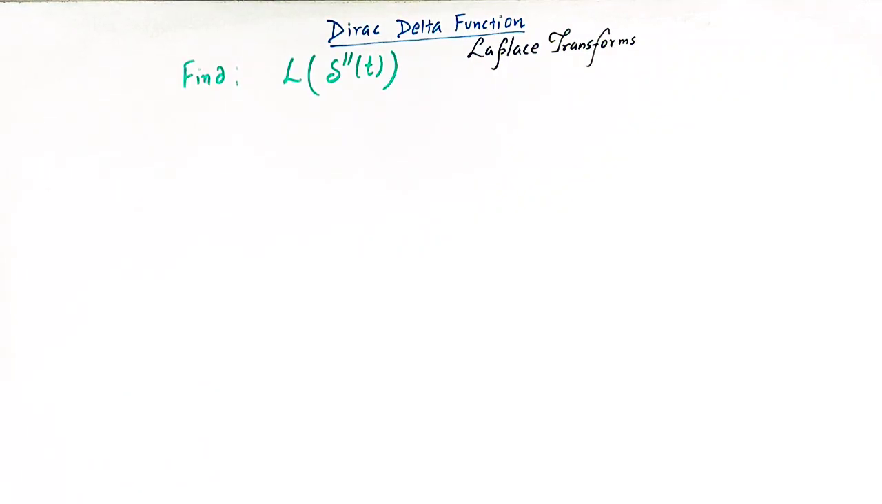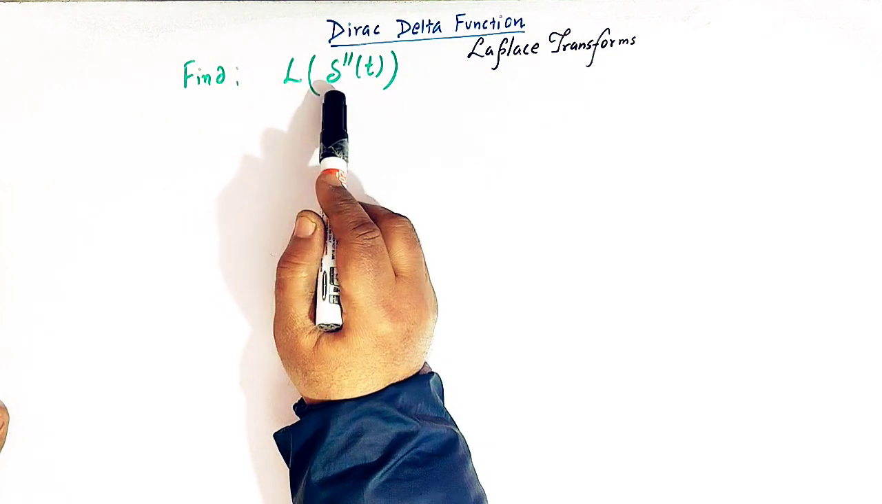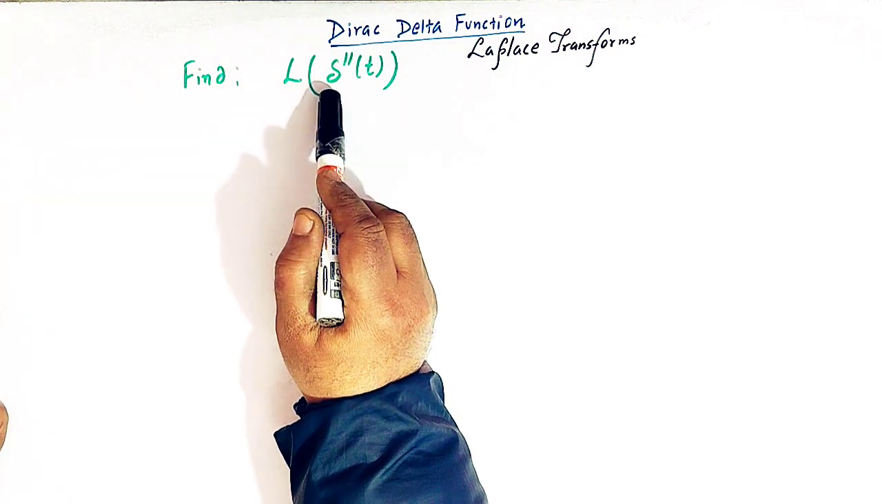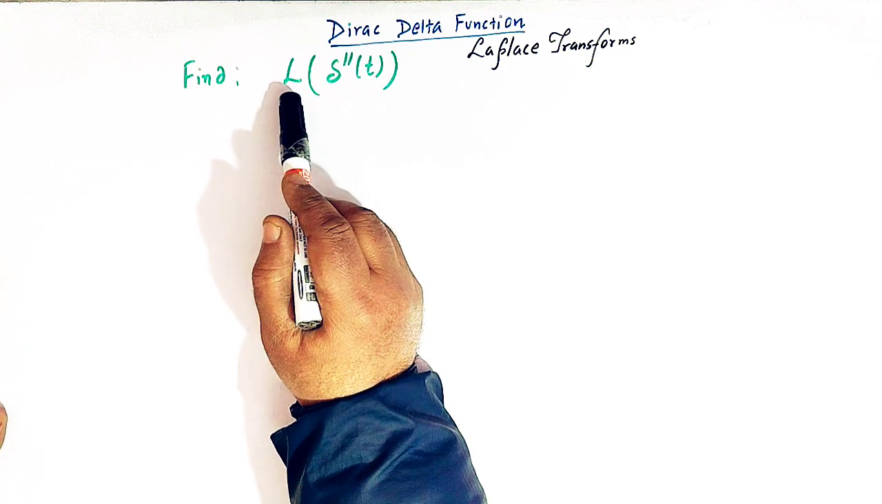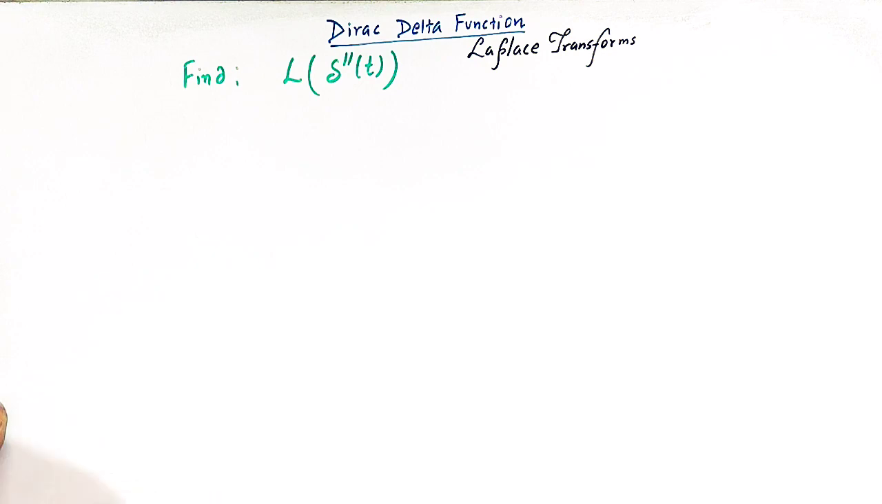Hello viewers, in today's session we are going to discuss one important problem from Dirac delta function involving the Laplace transform of the derivative of Dirac delta function. So here we have to find the Laplace transform of the second derivative of Dirac delta function, that is delta double prime of t. So let us start.